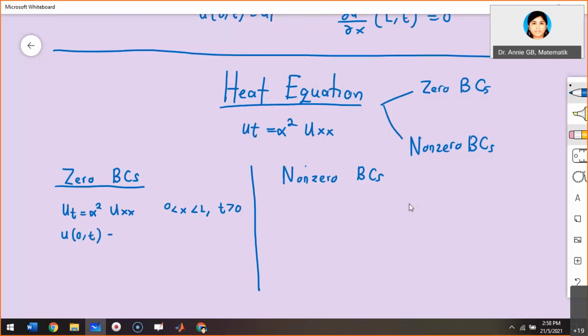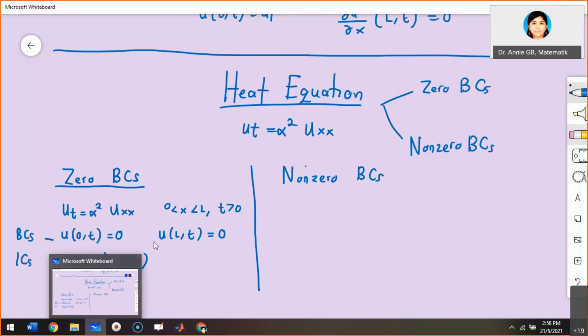u(0,t) equals to 0. u(L,t) equals to 0 for t more than 0. So this is my boundary condition. Okay, boundary condition ni pada x saya. Bila x kosong, dia kosong. Pada x saya L, dia adalah kosong juga. So this is called zero boundary condition. And then you have initial condition. u(x,0) equals to f(x).